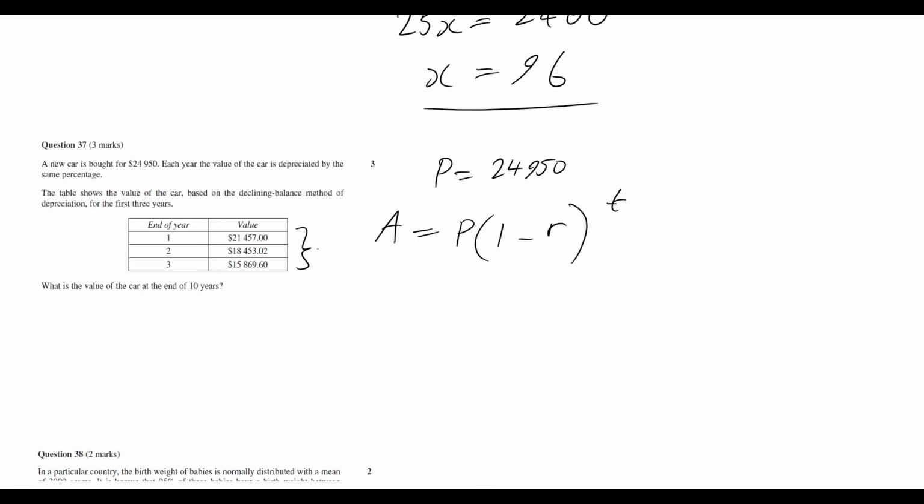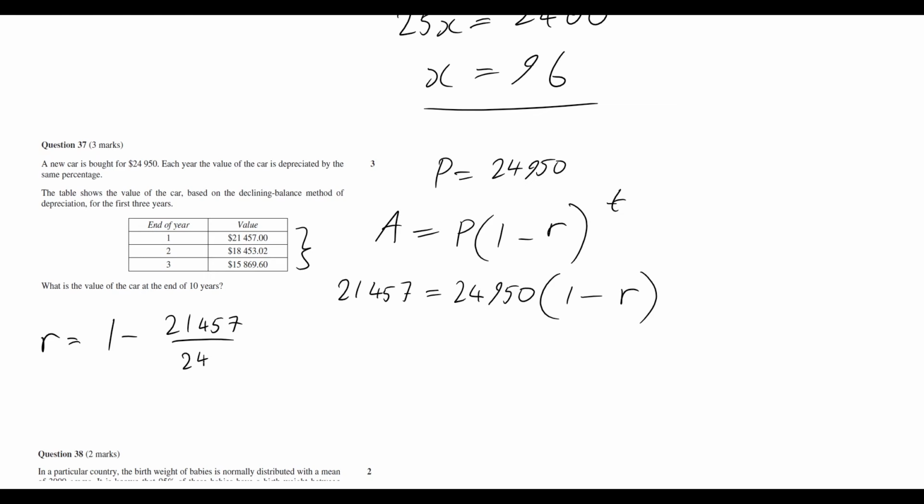Okay, so now what we know is that after 1 year, we have $21,457, and that's going to be equal to 24,950 times 1 minus r. And we know that it's after 1 year, so t is just 1. So in fact, we don't really need to worry about that at all. So now rearranging and then solving for r, what we'll end up with is that r is going to be equal to 1 minus 21,457 over 24,950. And we can rewrite that now as 0.14, or about 14%, if you rather.